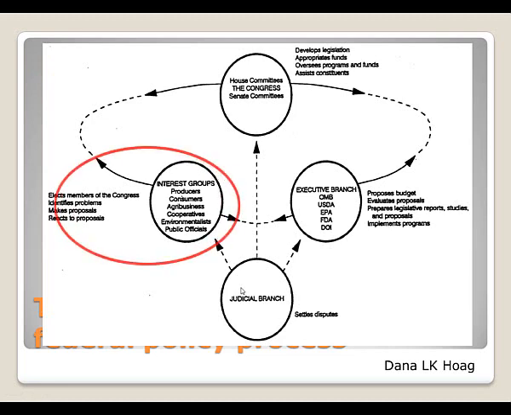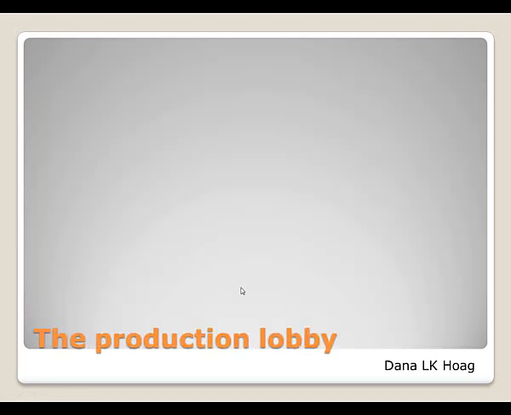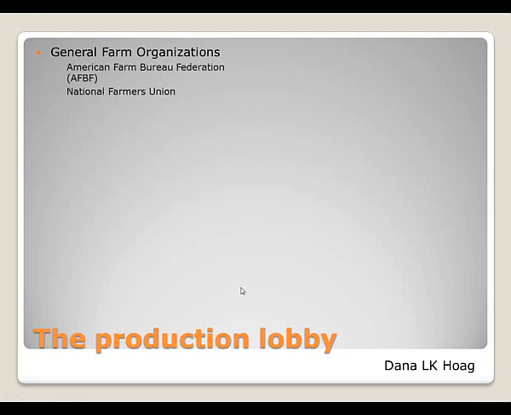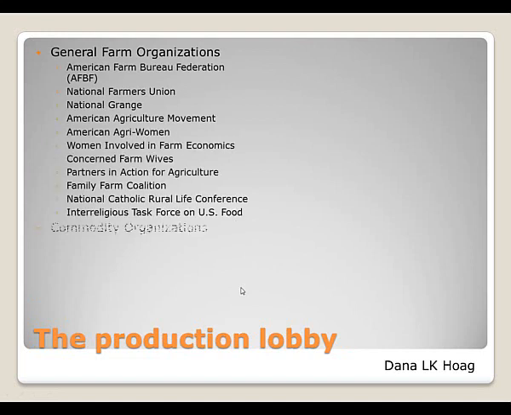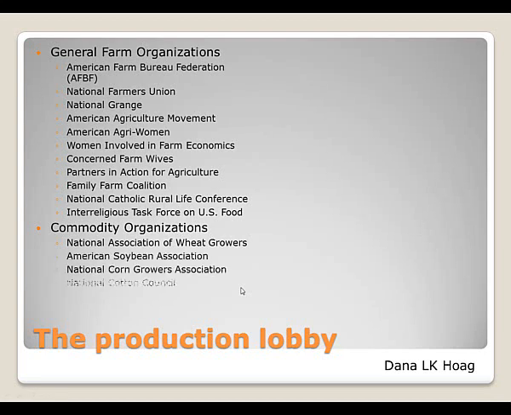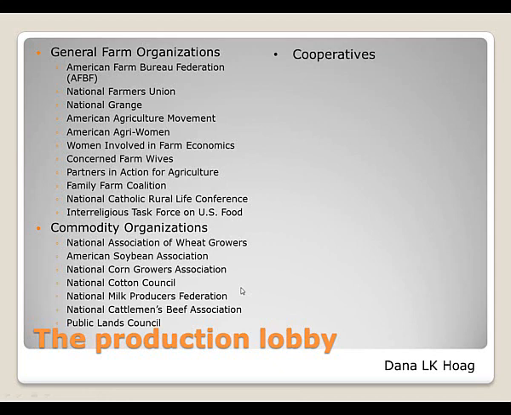Okay? The next branch is the interest groups, which I do want to really quickly mention. So there are many, many kinds. There are general farm organizations like the American Farm Bureau, National Farmers Union, National Grange, American Ag Movement, and so forth. There are commodity organizations like wheat growers, soybean growers, corn growers, cotton council. And these groups are very powerful, very large, and many of them have a lot of influence. Moving on, there are cooperatives.